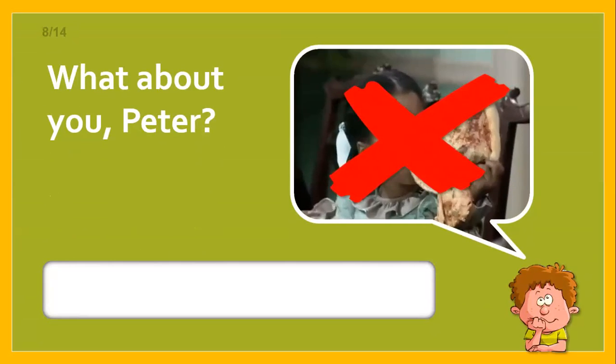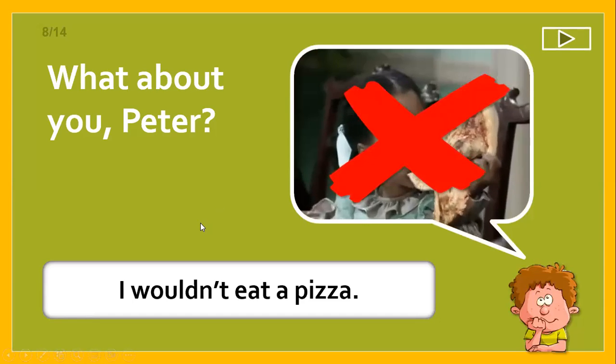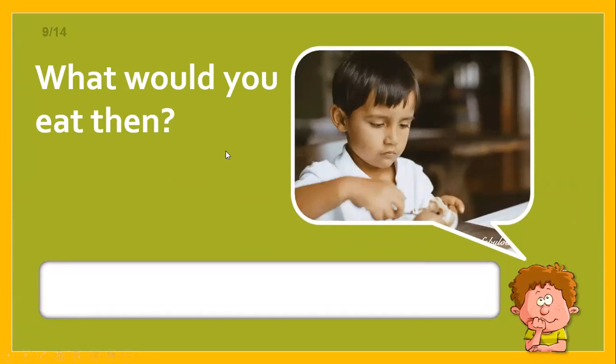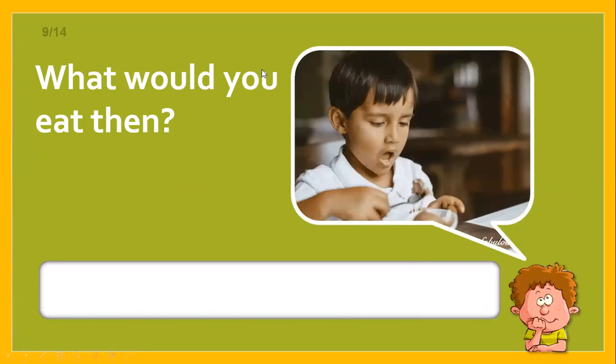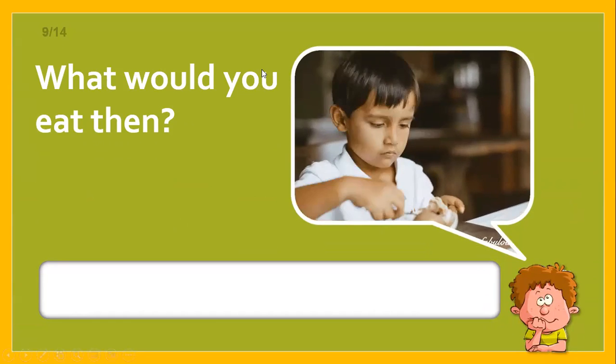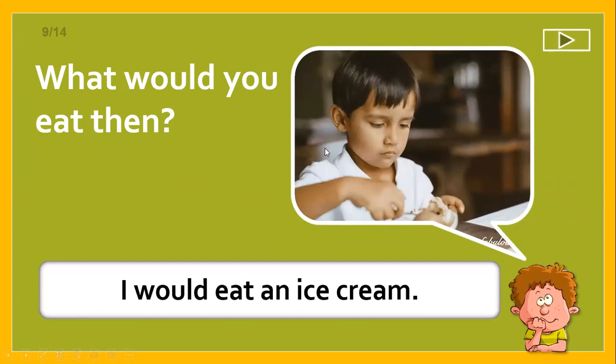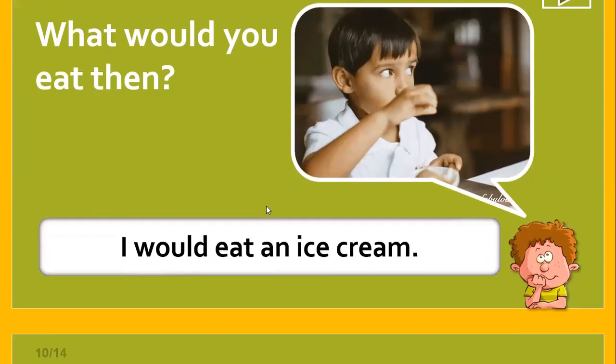What about the other ones? Negative form in this case. He wouldn't. I would not eat pizza. He would not eat pizza. Yeah, that's the one she mentions, but very good. Thank you, mister. What would you eat then? He would eat ice cream. Ah, okay. Ice cream. Yes, he would eat an ice cream.